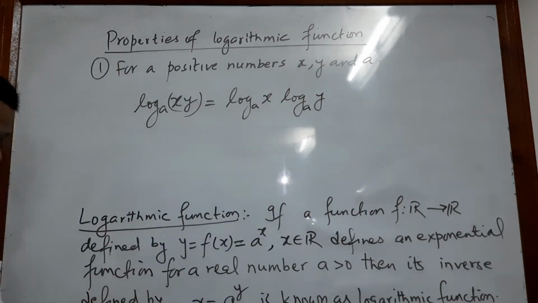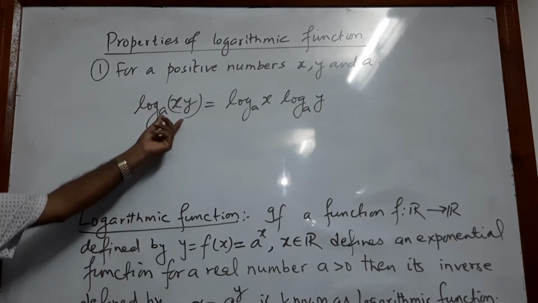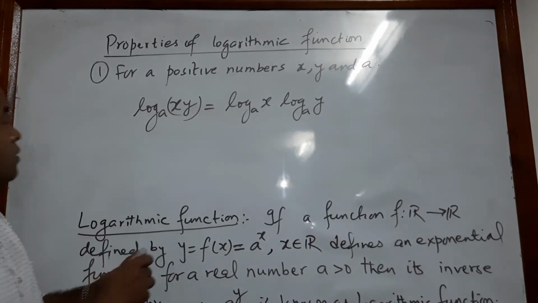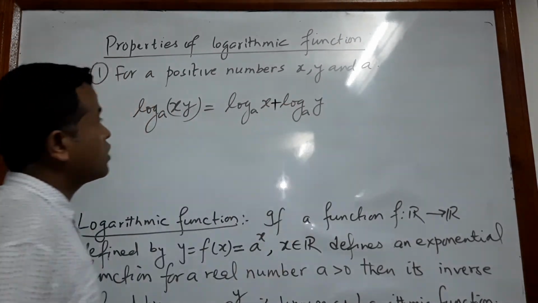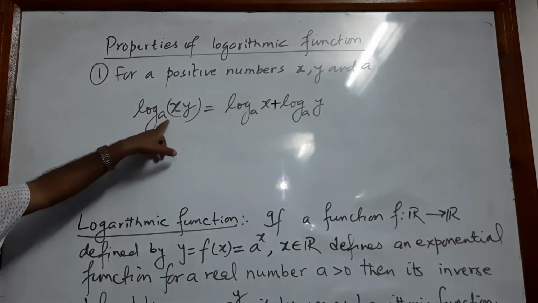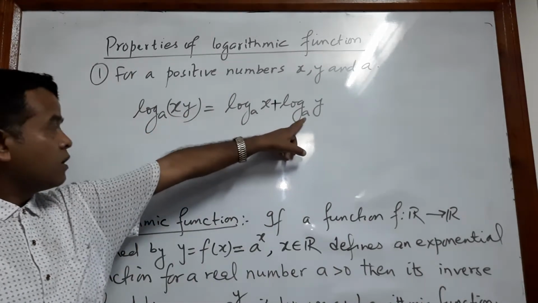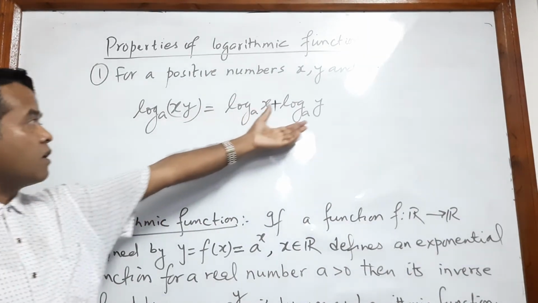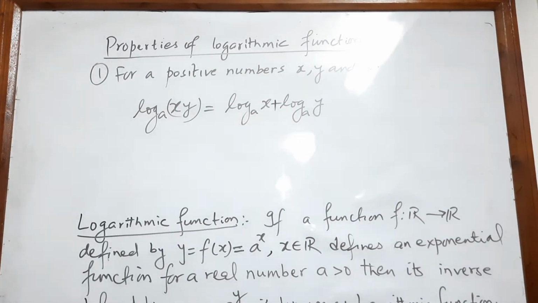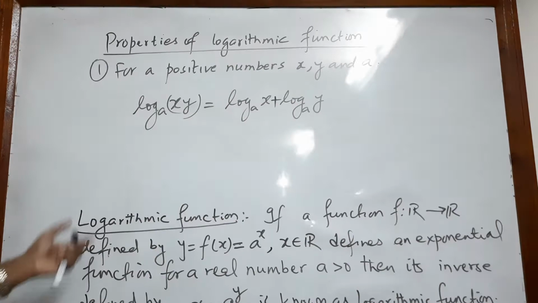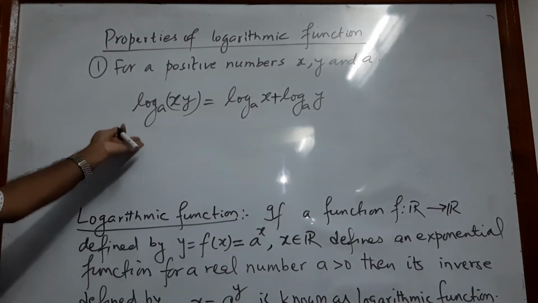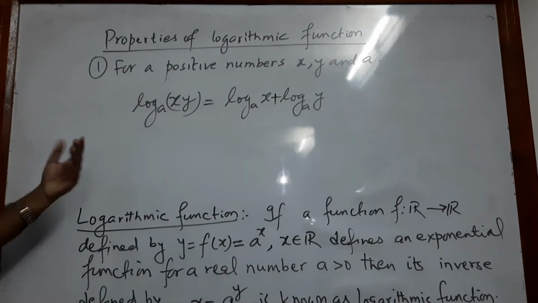That means this logarithm changes its product into a sum. So log of xy, its product, changes into the sum, log of x plus log of y to the same base a. And now I will show the proof of this one, and the remaining I will write without proof.